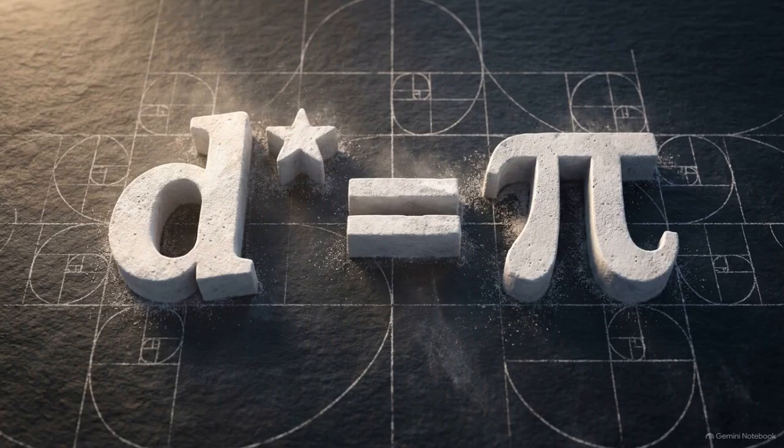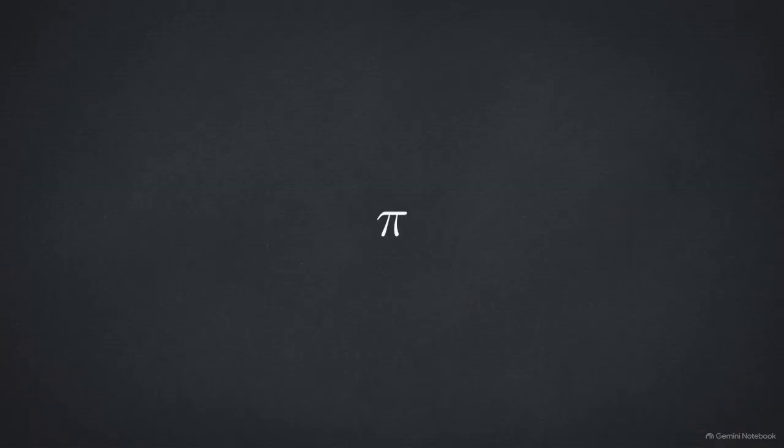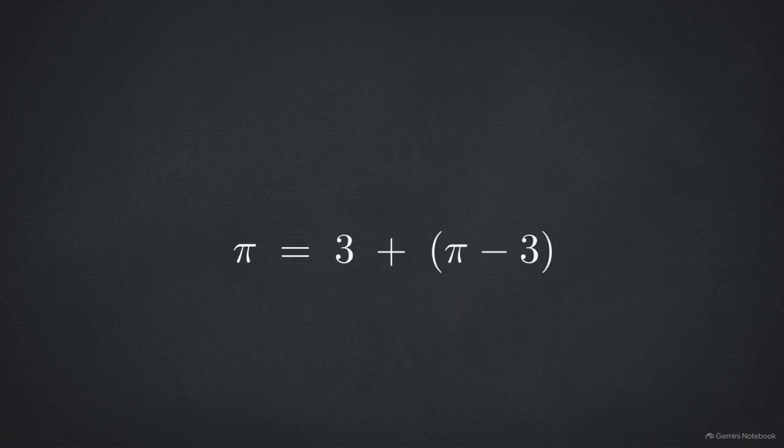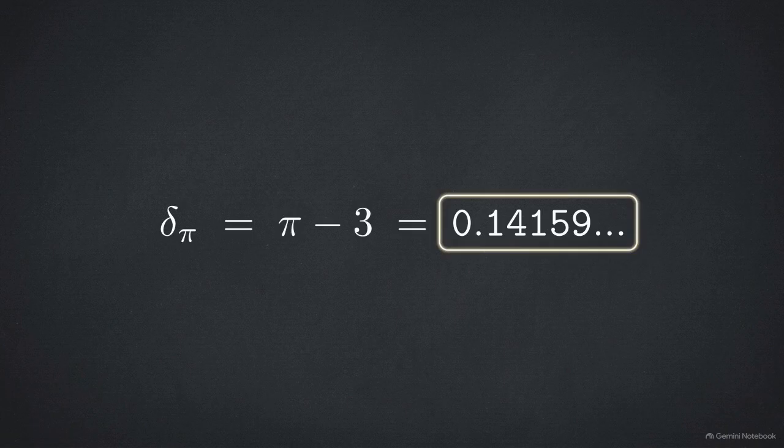The numerical architecture starts with a distinct physical hypothesis. It proposes an initial, maximally disclosed phase spatial state with an effective disclosure dimension exactly equal to pi. This primitive state admits a specific mathematical decomposition. Pi is partitioned into three, representing ordinary, externally disclosed spatial structure, plus a mathematical remainder. That remainder is the phase residue. It is exactly pi minus 3, yielding a constant of approximately 0.14159.